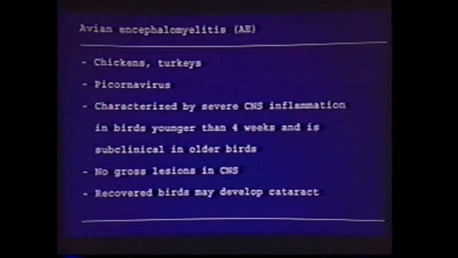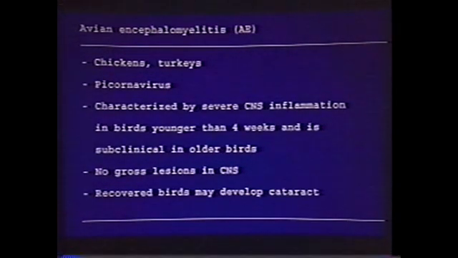Okay, but in laying birds, they may show a drop in egg production, but there will be no nervous manifestation. That's what I'm trying to say. In infected birds, usually the infection is transovarian, so that is the important one. The virus comes through the eggs. Transovarian infection, that's why when they hatch, they start showing these signs. If they recover, they may show cataract later on in life.